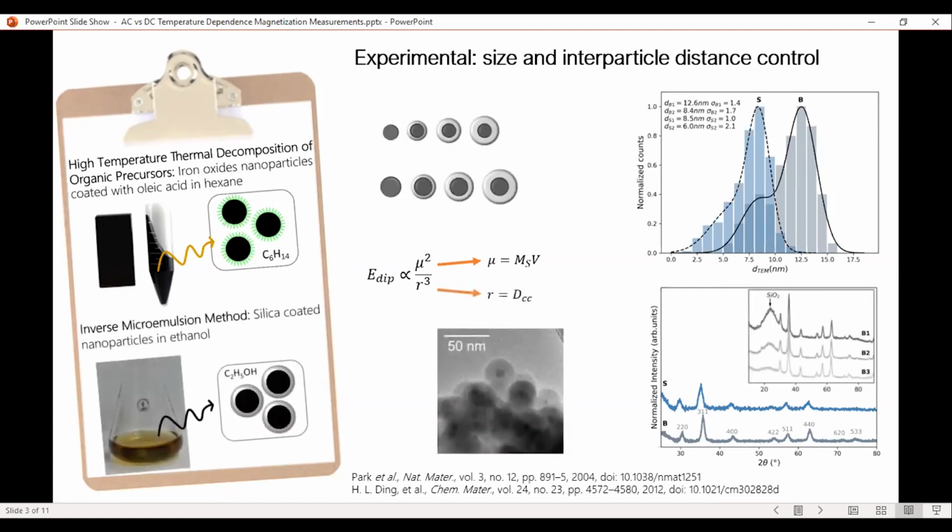Afterwards, through the inverse microemulsion method, we coated each nanoparticle with a silica shell of different thicknesses, so we could also achieve control in the interparticle distance that we will call DCC from now on. And this is the kind of samples that we finally obtained.